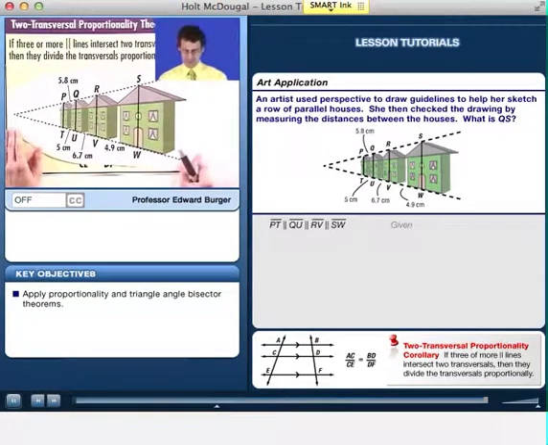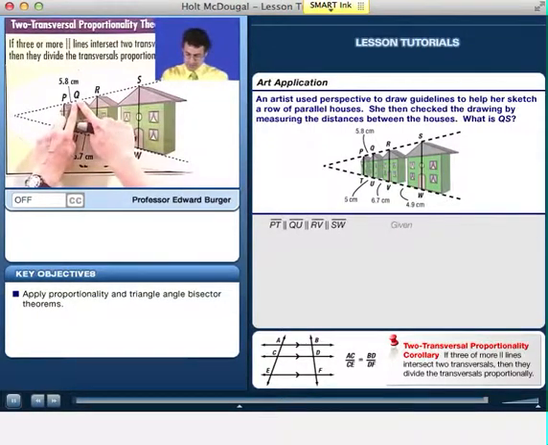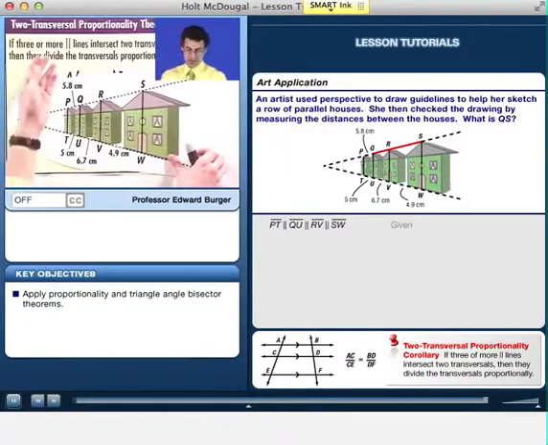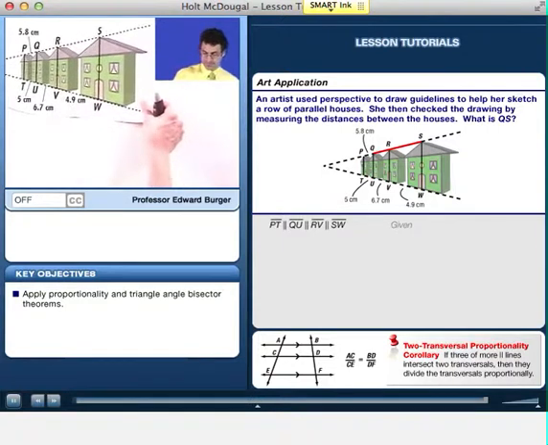Here's the picture that she produced. It's labeled, and you can see various lengths are given. She wants to see what this length right here from Q to S is. So that's the question: what is the length of QS? We're going to use the two-transversal proportionality theorem to solve that.